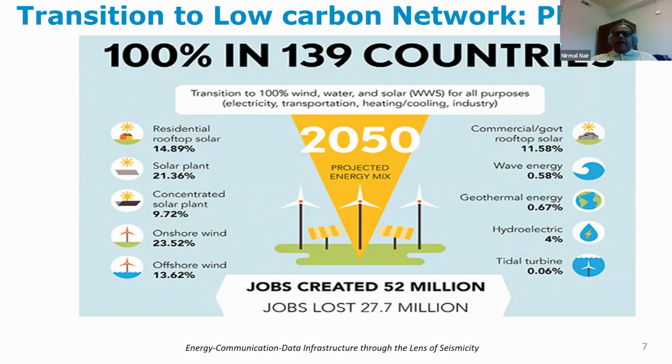The transition to low-carbon networks is not going to be a painless transition. Some estimates are that about 27 million jobs will be lost in the carbon sector in the world. However, as you can see, the jobs created are around 52 million or something like that. These are strong estimates which we are talking about. But this is the world we are going to go into in Grid 2.0, not only in New Zealand, but globally.